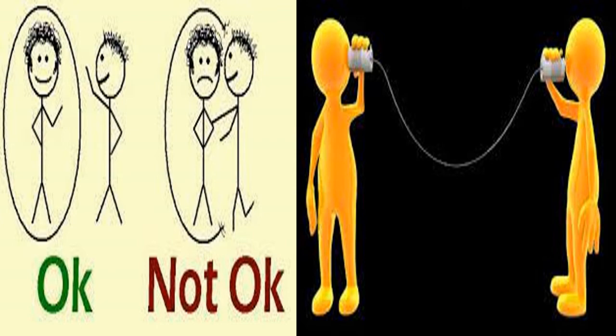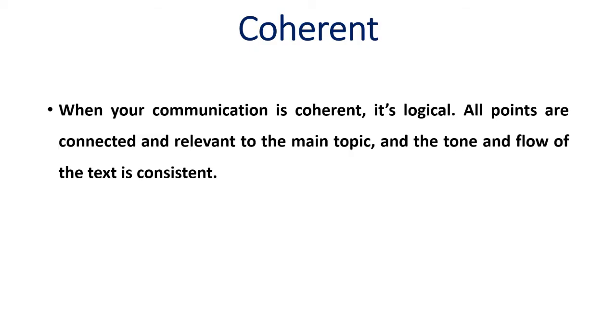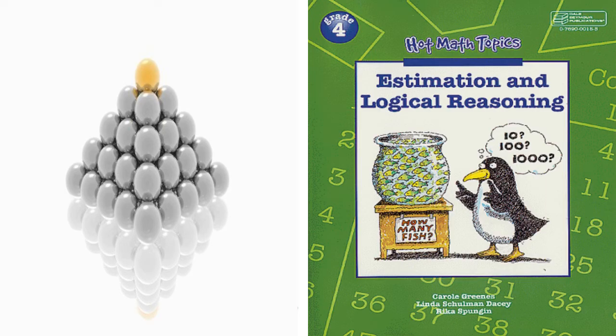Okay, another C in the 7 C's list: coherent. When your communication is coherent, it's logical. All the points are connected and relevant to the main topic, and the tone and the flow of the text are consistent. It means that you should not stray from the main topic of your communication. It should not be like this, that you are talking about something at one moment and at another moment you are talking about something else.